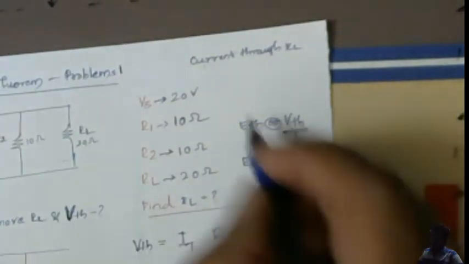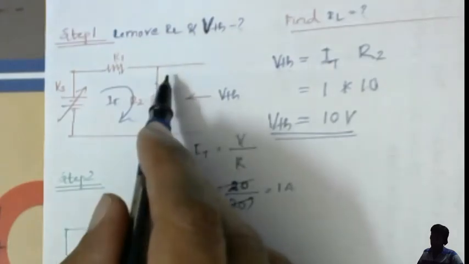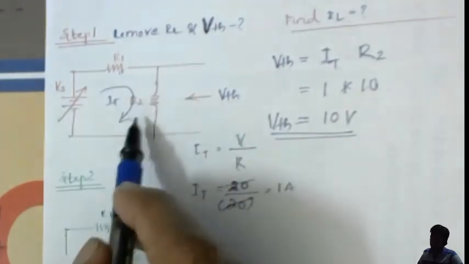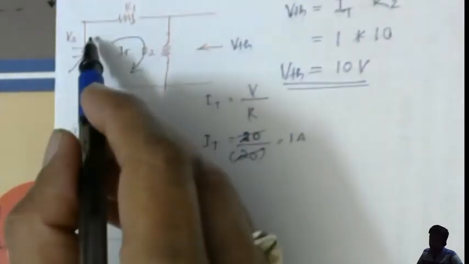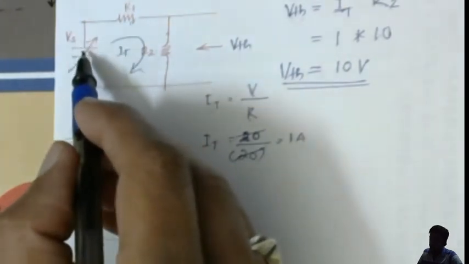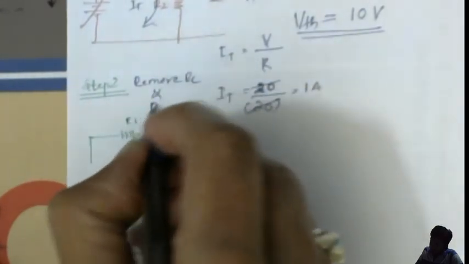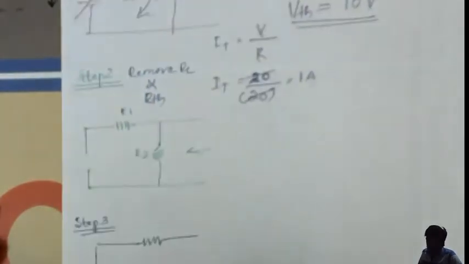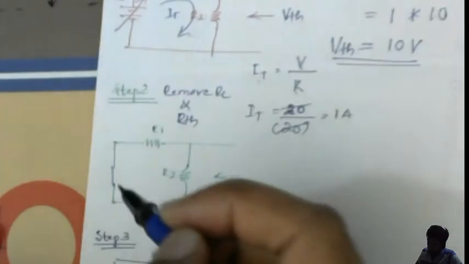Now you need to find RTH. In order to find RTH, we know that in this circuit diagram you need to find the total equivalent resistance. In order to find the total equivalent resistance, replace the voltage independent source by a short circuit. This is step number 2. Remove RL and find RTH. We know that here we have to make a short circuit.